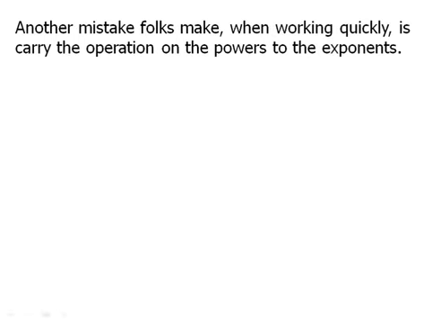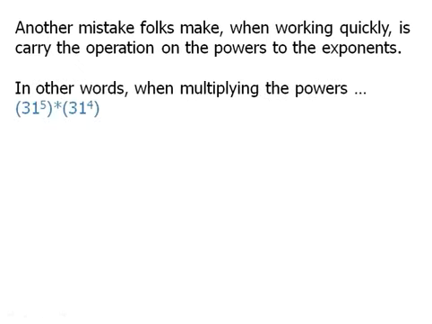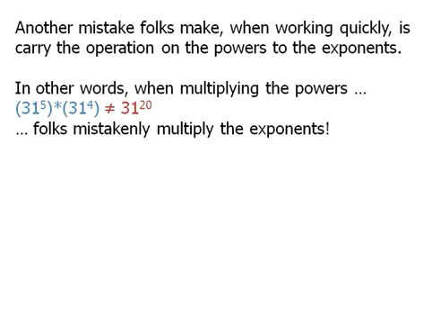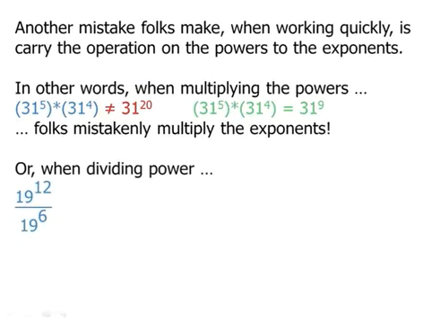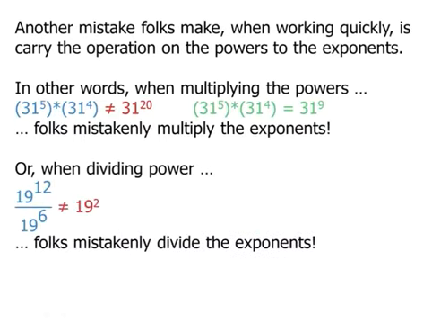Another mistake folks make when working quickly is to carry the operation on the powers to the exponent itself. In other words, when they're multiplying the powers, people make the mistake of multiplying the exponents. Okay, that's a very common mistake when people are working quickly. And of course, the correct thing to do is add the exponents. Or when people are dividing powers, they mistakenly divide the exponents. And again, the correct thing to do is to subtract the exponents.